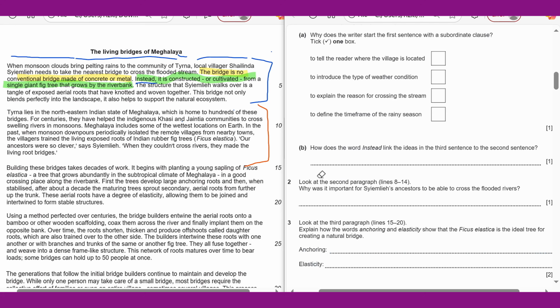Okay guys, now we are in number 2. Look at the second paragraph, lines 8 till 14 in this section. Why was it important for Siamlia's ancestors to be able to cross the flooded rivers? Okay, a few seconds for you. Okay, you got your answer guys?